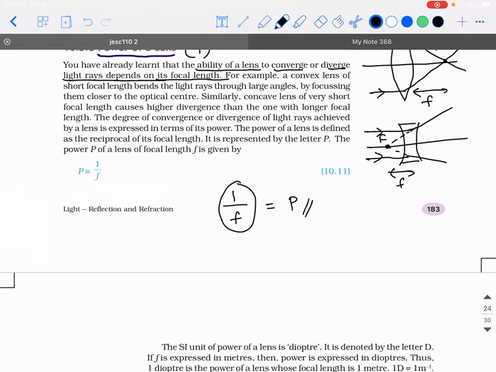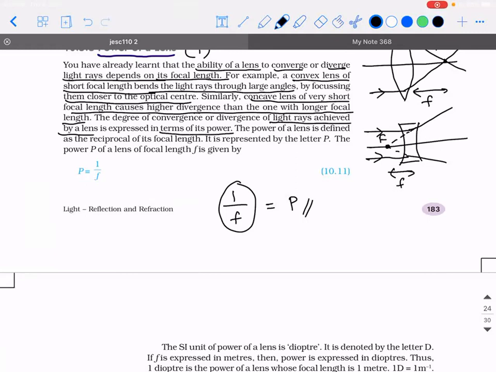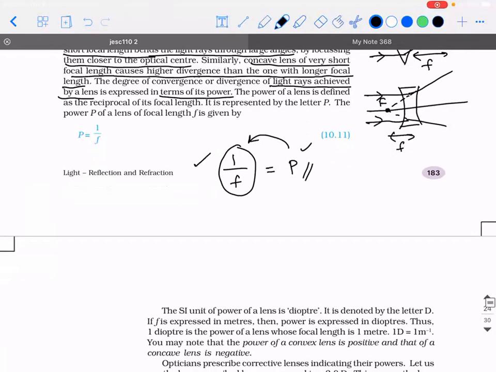So an example: if you have a convex lens of short focal length, it bends the light rays through large angles by focusing them closer to the optical center. Similarly, if you take a concave lens of very short focal length, it causes higher divergence than one with a longer focal length. So the degree of convergence or divergence of light rays achieved by a lens is expressed in terms of its power. Basically, power of a lens is defined as the reciprocal of focal length, and it is represented by the symbol P. And this is the mathematical formula.